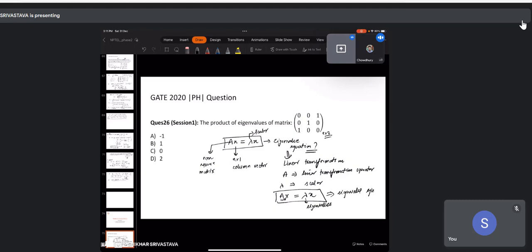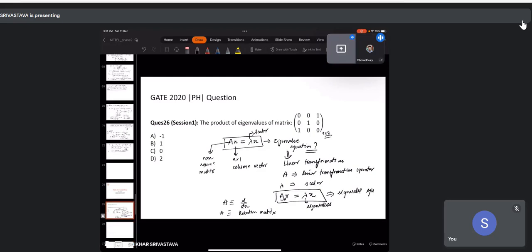For example, this A can be anything. It can be some differential operator like d by dx, or it can be some other thing like we will study later in today's class. It can be some kind of matrix like a rotation matrix or anything. These are a few examples of what A is, and X is some vector in some vector space.